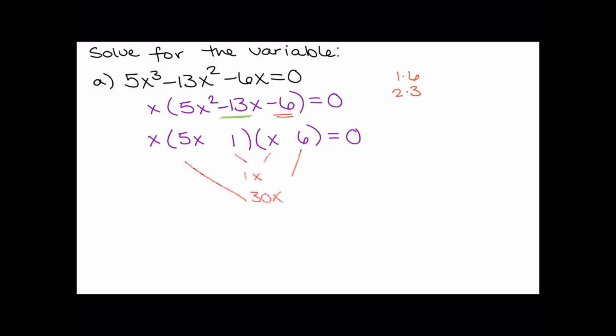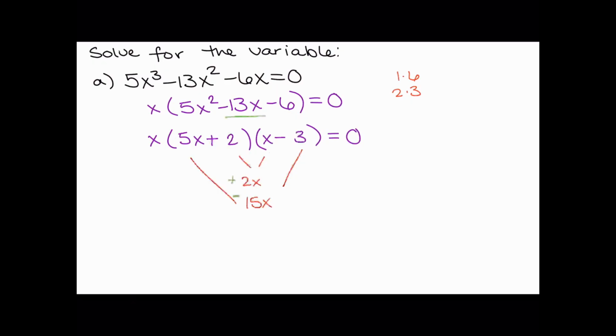So then I try something else. How about the 2 and the 3? My inner is 2x, my outer would be 15x. If we make the 15 negative and the 2 positive, that will add up to the negative 13. So that means in the parentheses, the 3 has to be negative and the 2 is positive. And that's it. Those are my factors.